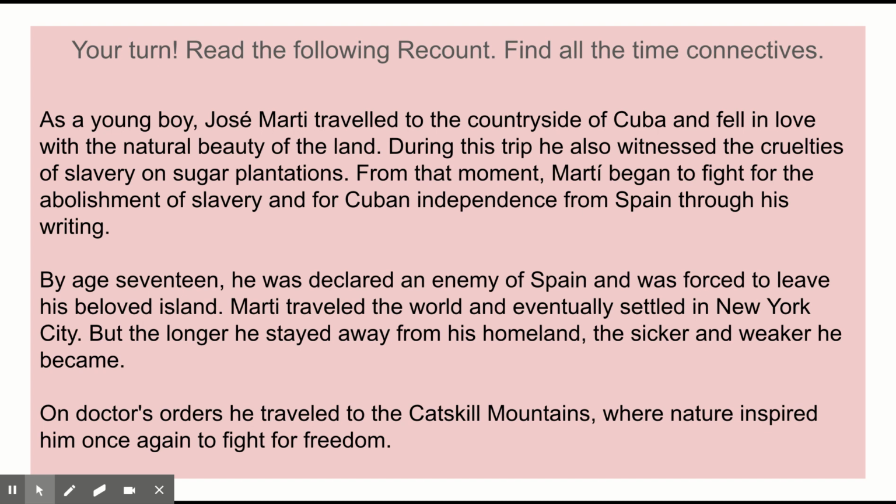As a young boy, Jose Marti travelled to the countryside of Cuba and fell in love with the natural beauty of the land. During this trip, he also witnessed the cruelties of slavery on sugar plantations. From that moment, Marti began to fight for the abolishment of slavery and for Cuban independence from Spain through his writing. By age 17, he was declared an enemy of Spain and was forced to leave his beloved island.